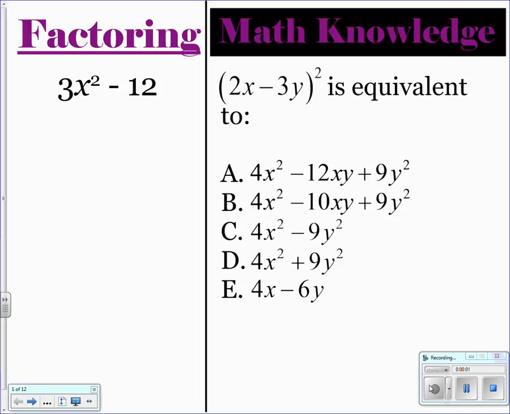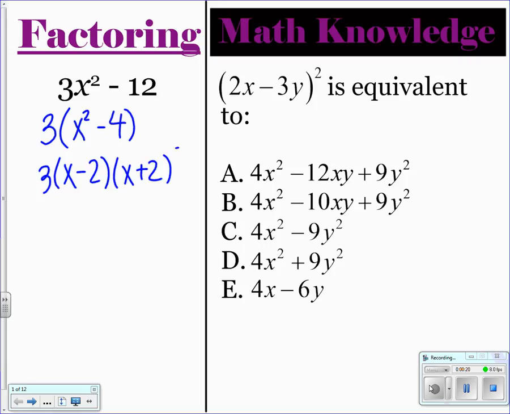All right, so y'all go ahead and do the factoring and the math knowledge question for today. Pause the video, and then once everyone is finished, you can unpause the video, and I'll show you the correct answers. So for this factoring, you're going to start by taking out the 3, because that's what they have in common. And you're going to have x squared minus 4, and then that'll factor as x minus 2 times x plus 2. So this would be your answer there.